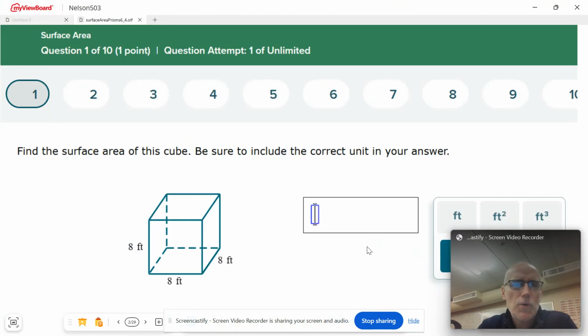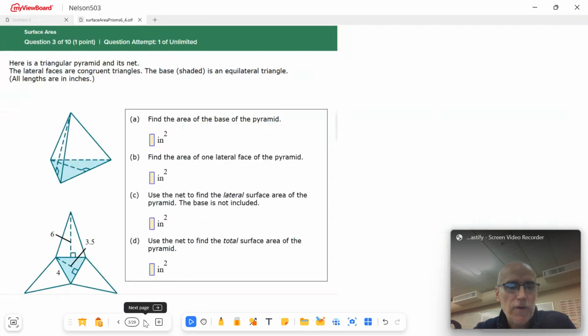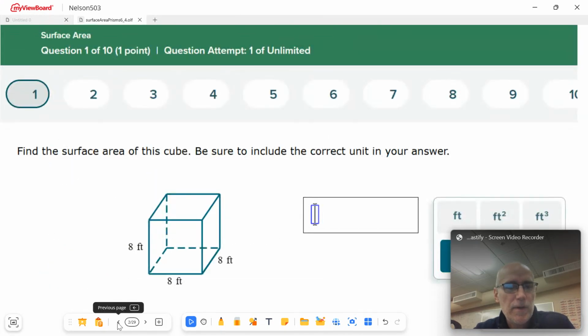All right, so the homework's going to be in Alex today, and it has both. It has the prisms and cylinders, and then it's going to have some pyramids and cones. So let's try both. See, here's a pyramid on problem number 3. Here's a prism on problem number 1.